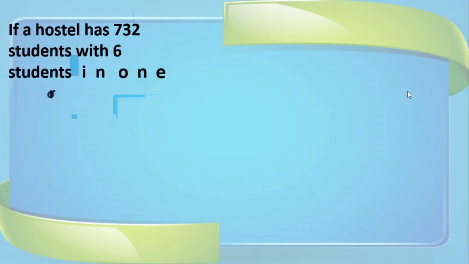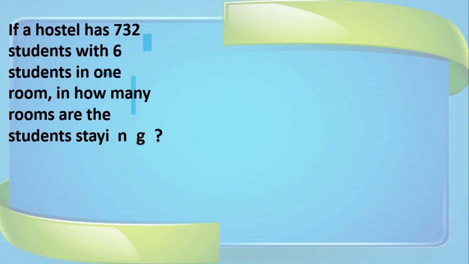Yes. We will go through some problem sums. First we will read the problem, then we will understand it, and then we will go to the method. See here. If a hostel has 732 students with 6 students in one room, in how many rooms are the students staying?